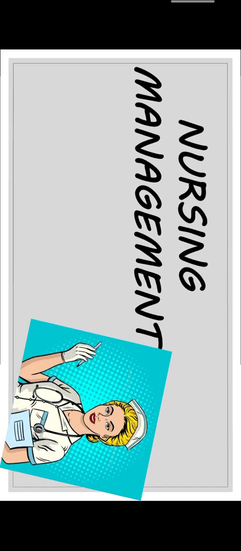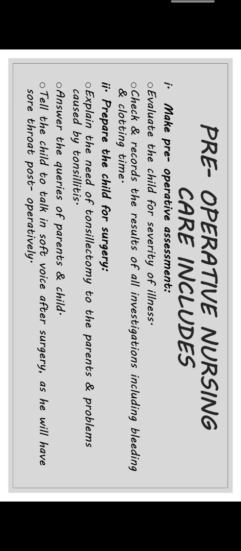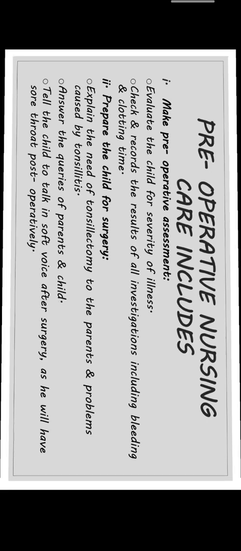Then nursing management. Pre-operative nursing care includes: first, make a pre-operative assessment. In this, evaluate the child for severity of illness. Then check and record the results of all investigations including bleeding and clotting time. Second, prepare the child for surgery. In this, explain the need for tonsillectomy to the parents and the problems caused by tonsillitis. Then answer the queries of parents and child. Then tell the child to talk in a soft voice after surgery as he will have a sore throat post-operatively.